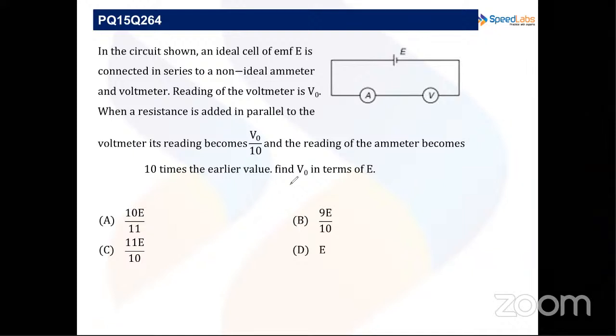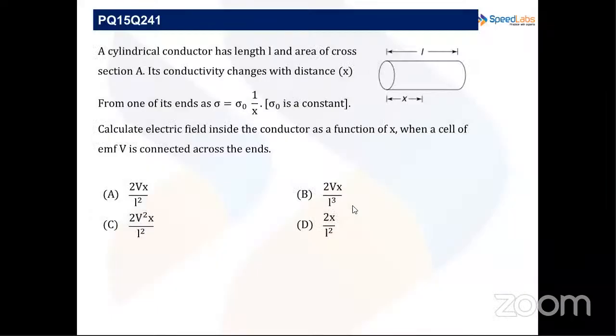In the circuit shown, an ideal cell of EMF E is connected in series to a non-ideal voltmeter. This is non-ideal. Just a second. I'm restarting. Okay, I'm restarting from this question.